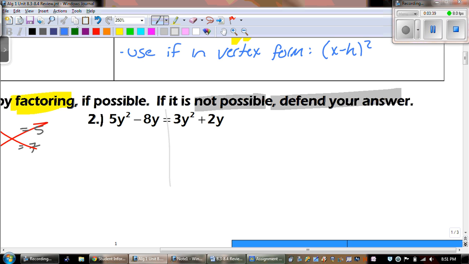Which way are we going to move everything? This time we're going to move everything to the left, because the 5y squared is bigger. So I'm going to subtract the 3y squared and subtract the 2y from both sides. 5y squared minus 3y squared is 2y squared. And negative 8y minus 2y is negative 10y, and that equals 0. Don't forget the equals part because that means we're solving.